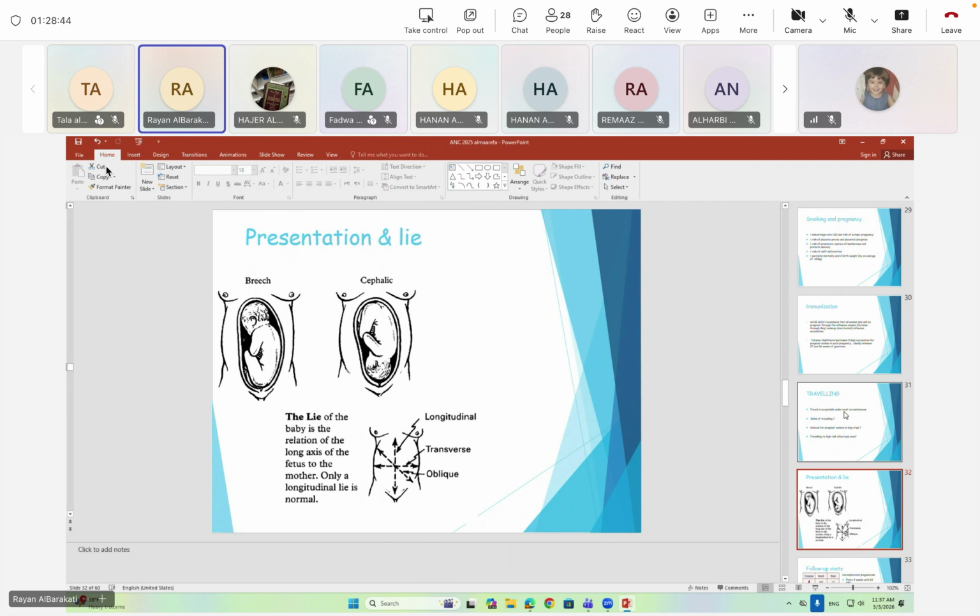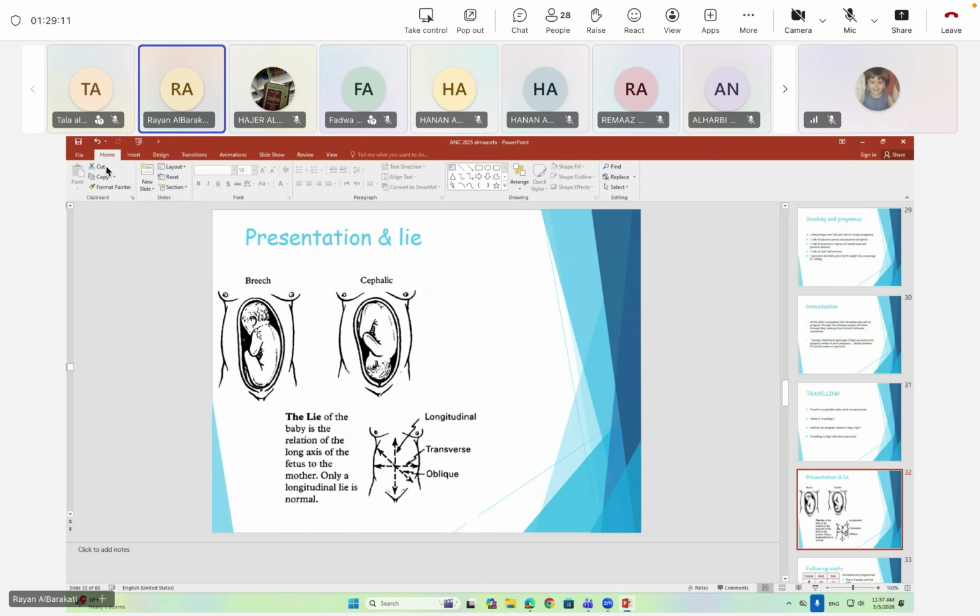In the examination, we'll now be looking for the presentation and the lie of the fetus. The lie is the relation of the long axis of the baby to the long axis of the mother. Only a longitudinal lie is normal; oblique or transverse is abnormal.